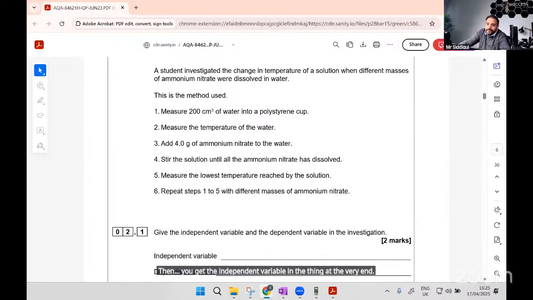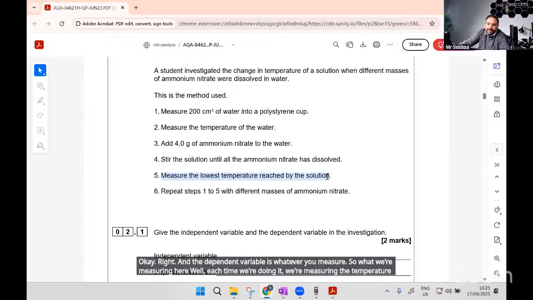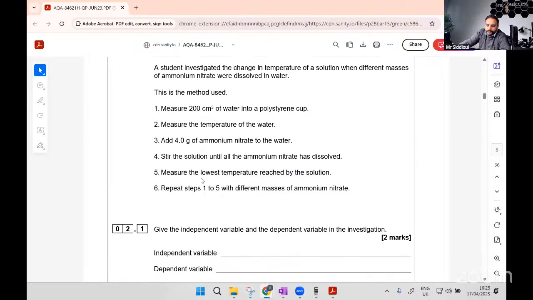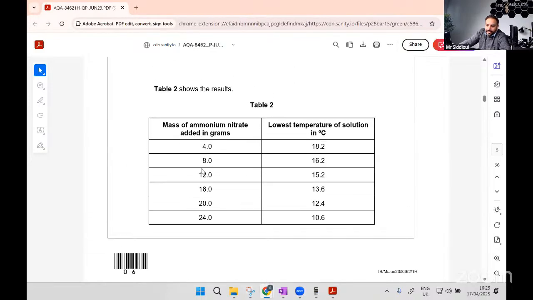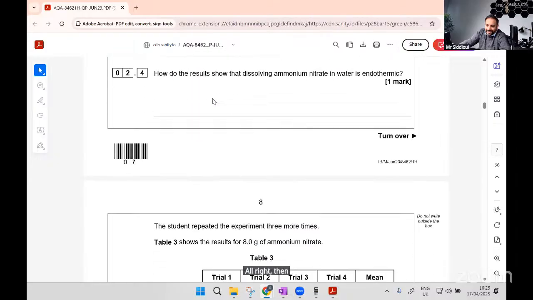And the dependent variable is whatever you measure. So what are we measuring here? Each time we do it, we're measuring the temperature reached by the solution. Alright, then there are some results. You have to plot the data. It should be easy enough.